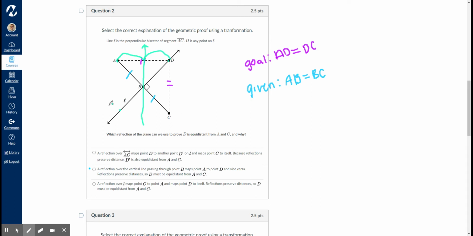But what if I had point D down here? Because remember, D is any point on line L. So if point D was down here, would A reflecting across this vertical line map it to point D? Can anyone tell me in the chat? If my D point was down here and I was reflecting across this vertical line, does point A still land on this point? Anyone in the chat, maybe? Anyone?